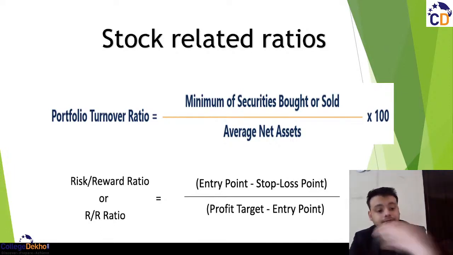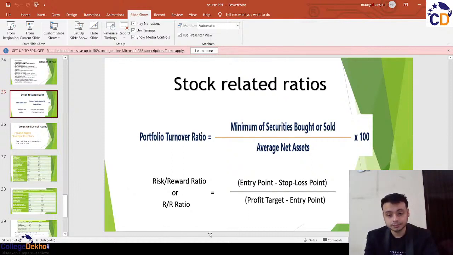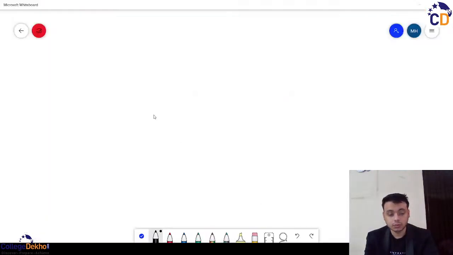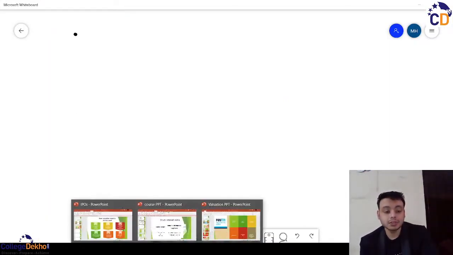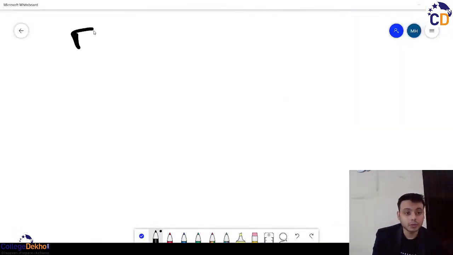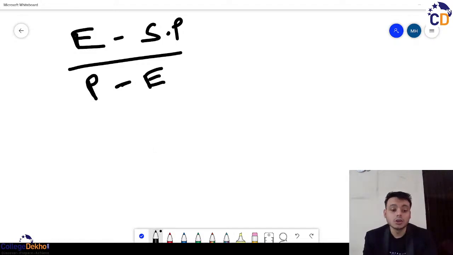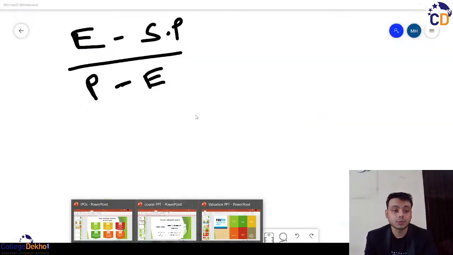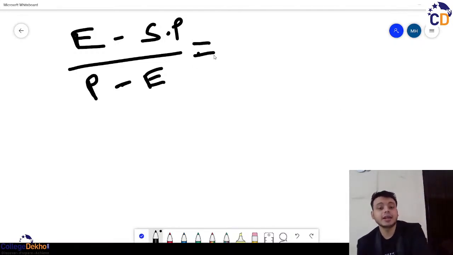अब इसको मैं समझाता हूँ through the concept of whiteboard. So it says, basically as per this formula, it is saying your entry point minus the stop loss point in the numerator, divided by your profit target minus your entry point, right? So as per this formula we have the entry point minus the stop loss point divided by the profit target minus the entry point.